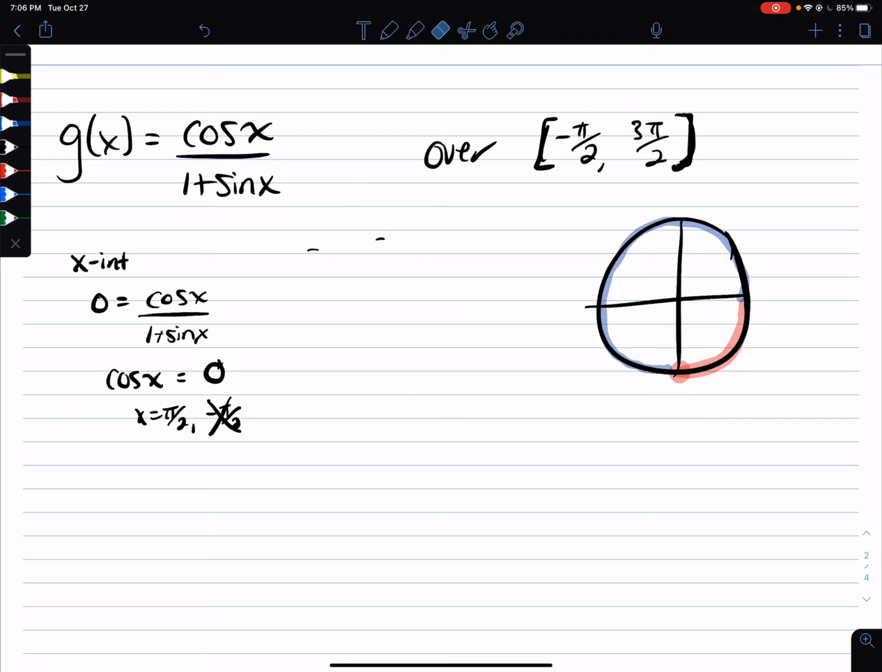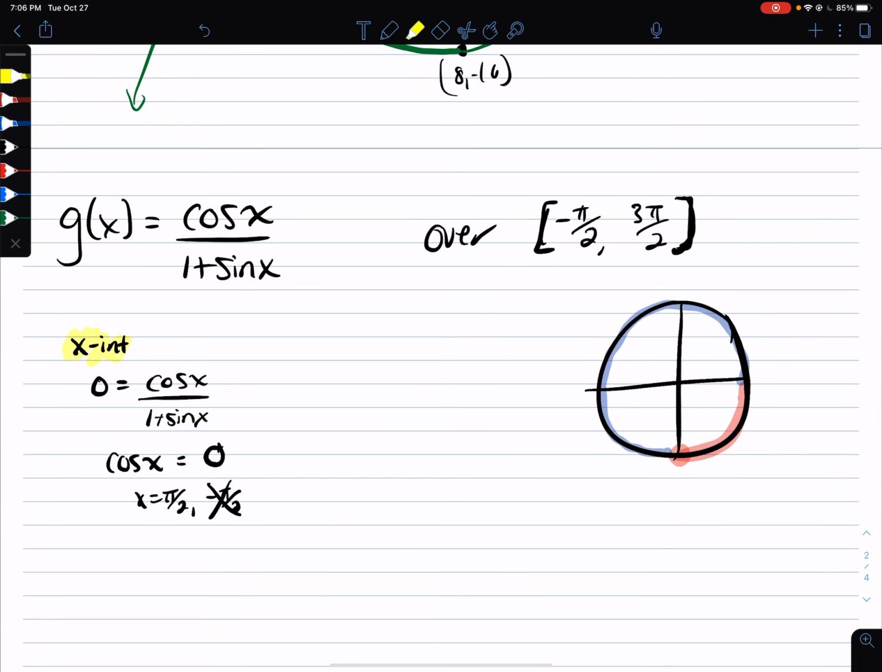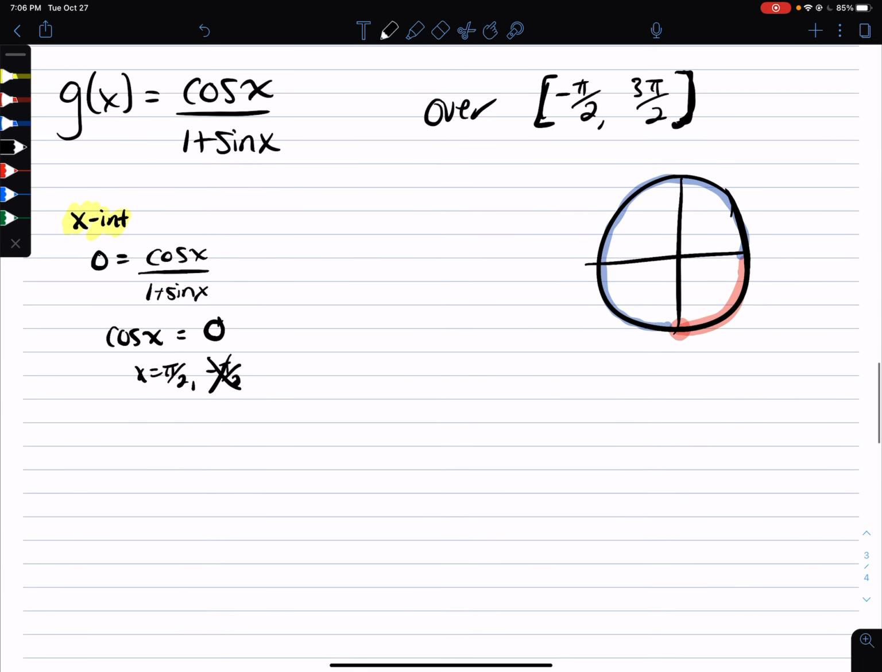Which is why some people like to start by defining their domain first, which is fine. It doesn't matter as long as we consider when our function is undefined. So from here, I just know that my x-intercept is going to be at pi over 2, 0. And then we also just figured out that we're going to have an undefined value, or in other words, a vertical asymptote at negative pi over 2. And then we could work on our y-intercept.